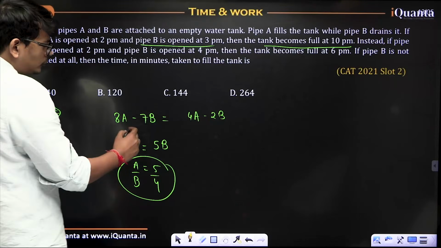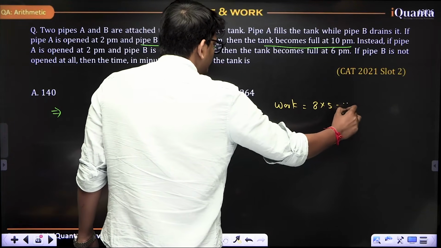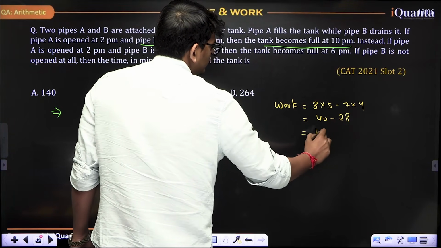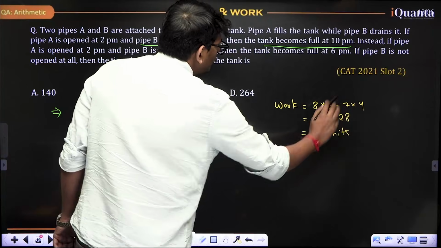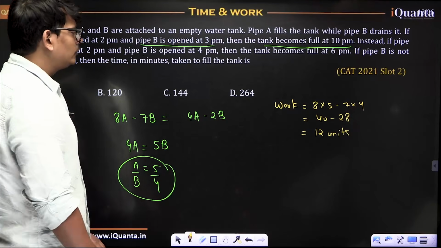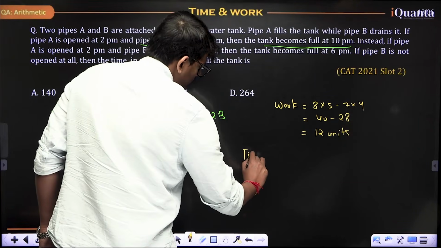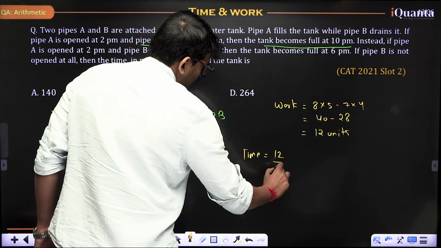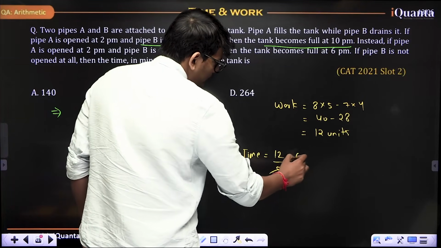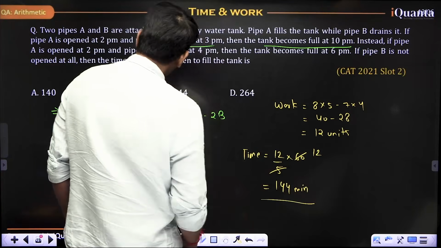So what is the total work? 8 into 5 minus 7 into 4. 40 minus 28, 12 units. This is your work. Now, if pipe B is not open at all, the time in minutes taken to fill the tank. So A will be working alone. So time is 12/5. Now this is in hours. We need to convert into minutes. So the answer is 144 minutes. Option number C.